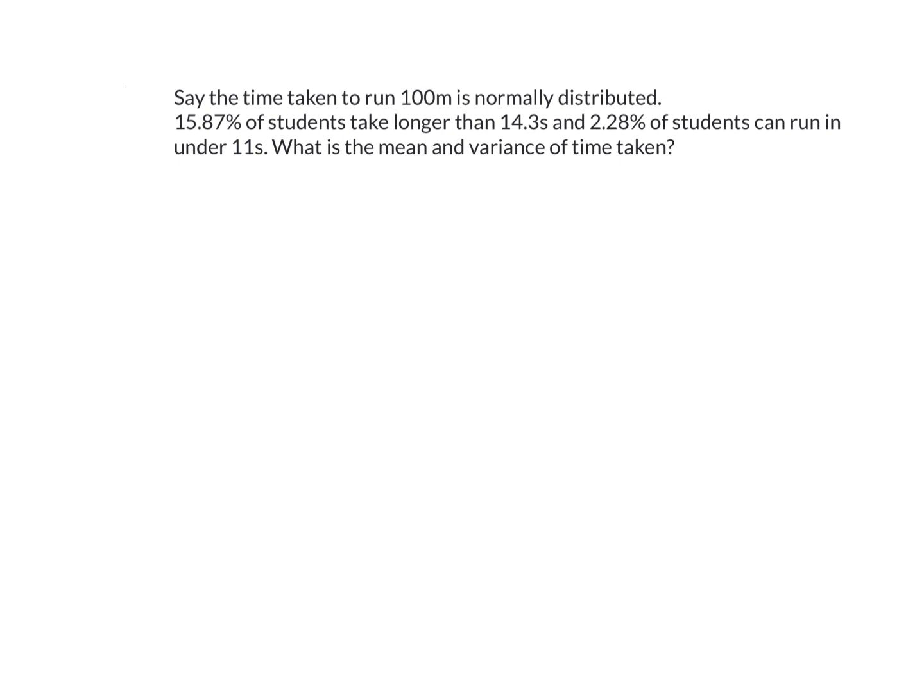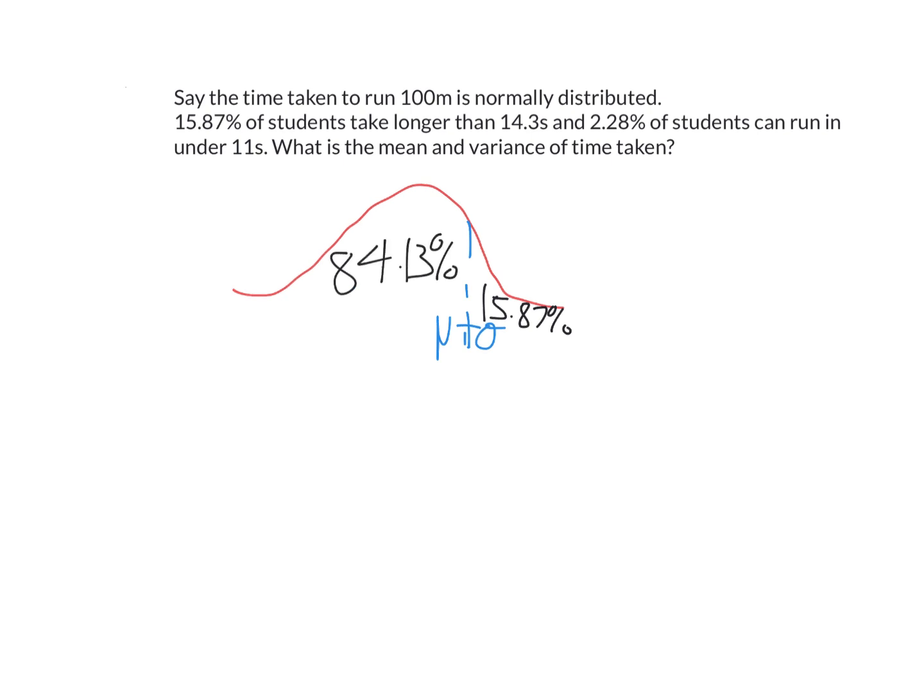What we really need to do is figure out for this score, 14.3, how many standard deviations above or below the mean, and similarly for the score of 11. So we learned on the previous slide that at one standard deviation above the mean, there are 15.87% of scores above it, and the other 84.13% of scores below it. So what that means is this score of 14.3 represents one standard deviation above the mean, so it's mu plus sigma.